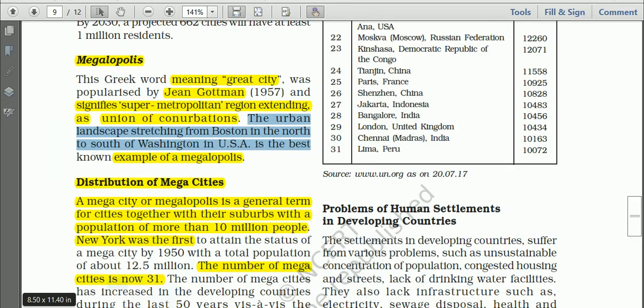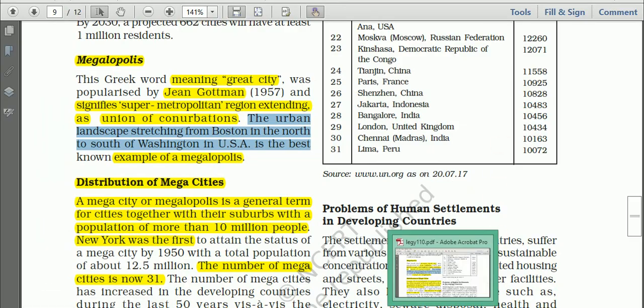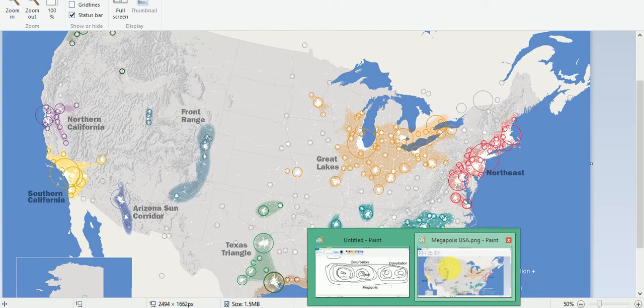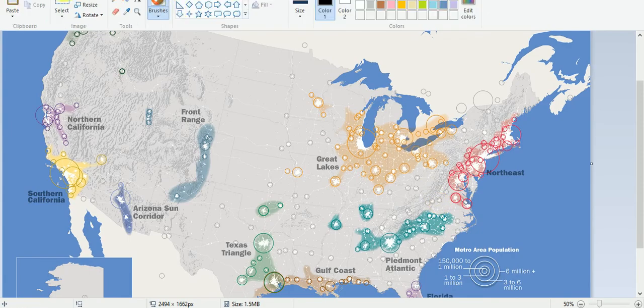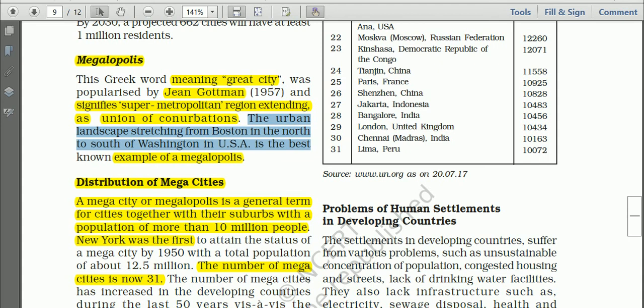I will show you another map. So this one. This is the place mentioned in your textbook. The urban landscape stretching from Boston in the north to the south of Washington, USA is the best example of megapolis.